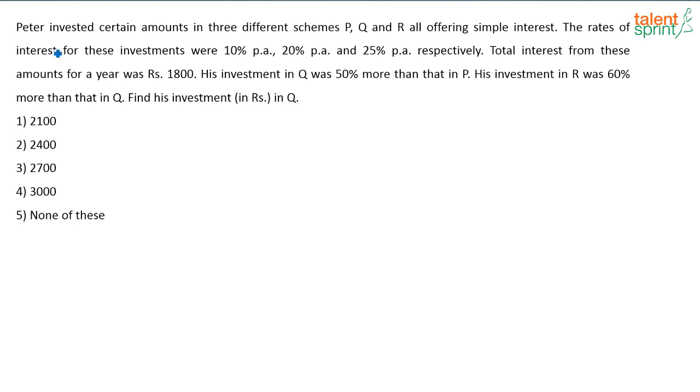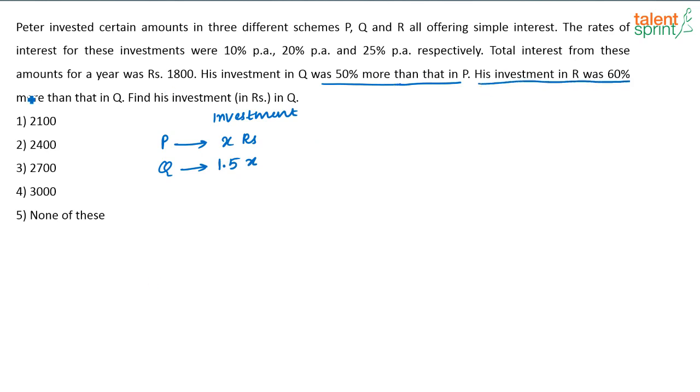See what is given here. Peter invested certain amounts in 3 different schemes. Let us assume that in scheme P, Peter is investing X rupees. Now his investment in Q is 50% more than that in P, so if he invests X rupees in P, in Q he is investing 1.5x. His investment in R was 60% more than Q. So how much is he investing in R? 1.6 into 1.5x, which is nothing but 2.4x. 15 into 16, 240, correct? So 2.4x.